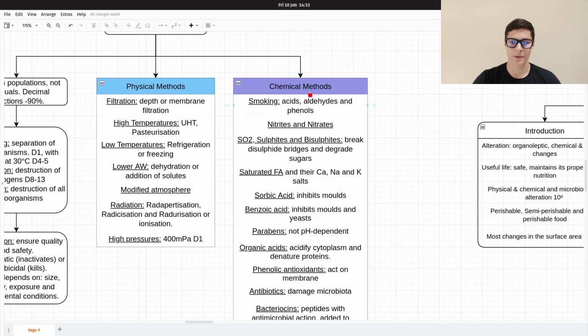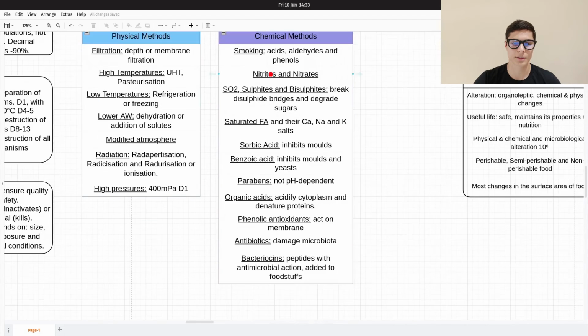On the other hand, we have the chemical methods such as smoking, and smoking creates acids, aldehydes and phenols, but it also has the inconvenience of creating some cancerous substances. That's why we have to be careful with smoking. Then we have nitrates and nitrites, the sulfites, bisulfites. These break the disulfide bridges and degrade the sugars. If there are no sugars, chances are bacteria will not grow. Saturated fatty acids and the salts of calcium, sodium and potassium.